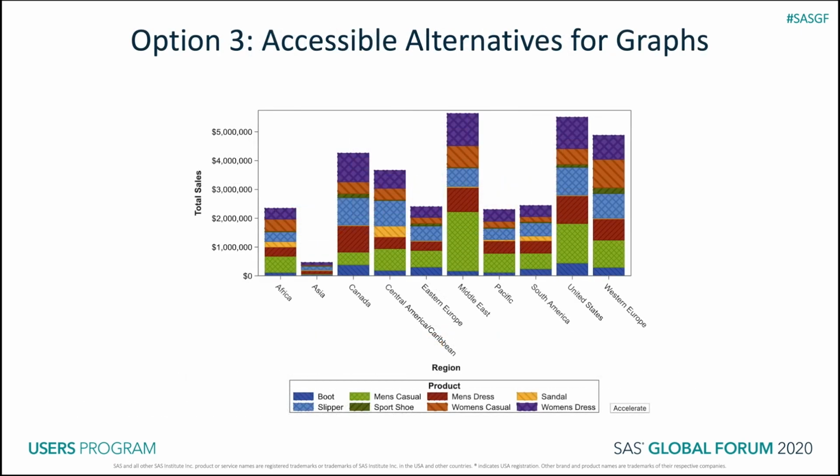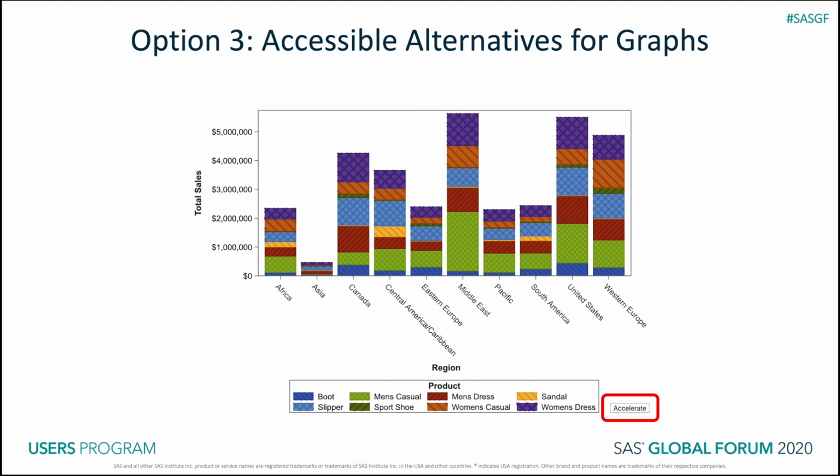So let me show you a third option. This option I'm going to show you here will only work in the SAS HTML5 destination. One thing we can do is provide accessible alternatives for graphs. I created this graph with SAS, and you'll notice down in the bottom right-hand corner there's a little button called Accelerate. When I click on that button, it's going to take all that data that's creating that graph and send it over to a free Chrome extension that we provide called the SAS Graphics Accelerator.